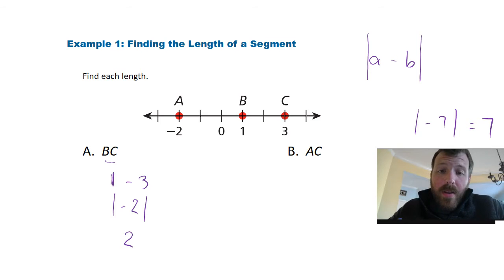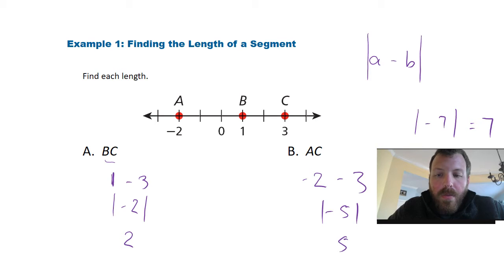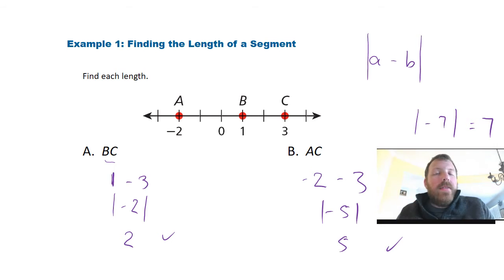All right, let's take a look at AC. So A correlates to negative 2, and C correlates to 3. If I take negative 2 minus 3, that's going to give me negative 5. But remember, I can't walk a distance that's negative, so I need to make it an absolute value, which makes it 5. So we can find distances along coordinate lines. We can find distances in space as well, like we just previously saw.